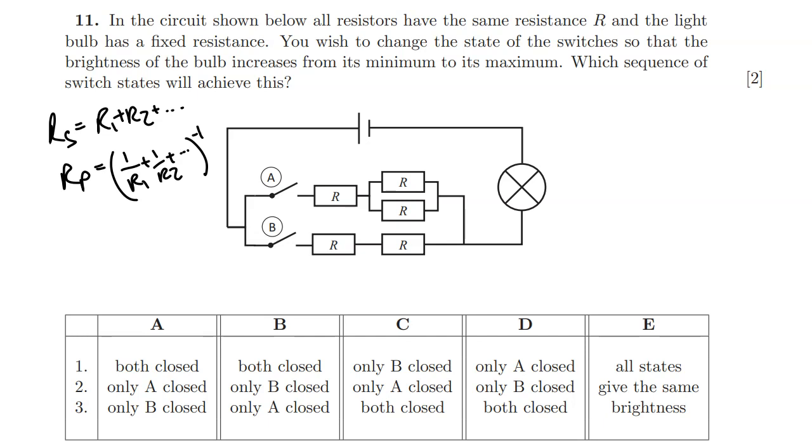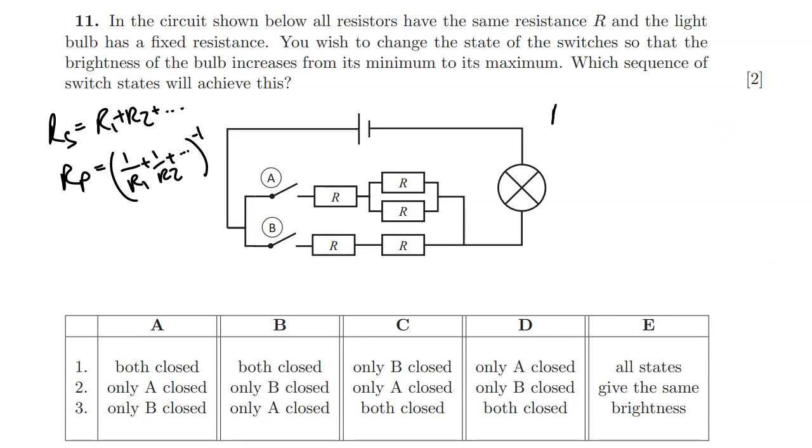So let's start off by calculating the resistance if only B is closed. So this is just B. This is the most simple configuration because here we have two resistors in series. So we have R plus R, which is 2R.